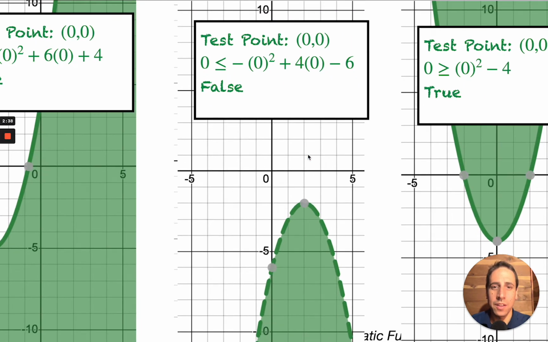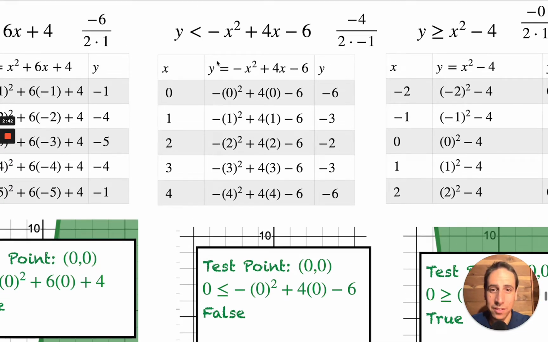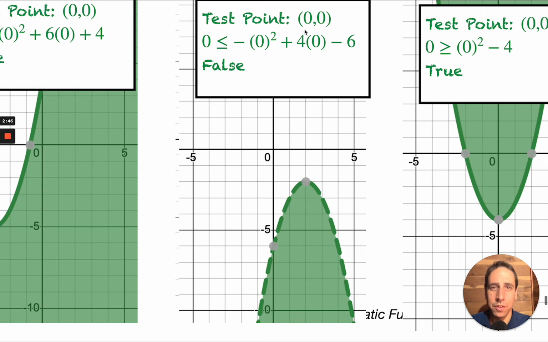You can see that it is a dotted parabola, a dotted curve, because this symbol is just a less than symbol. And how do we know where to shade? Well, you take a test point, 0, 0, for example. It's the easiest number to put in. In fact, sometimes if the parabola is directly on the point 0, 0, then you need to find a test point that's off the parabola. But in this case, it's easy enough to plug in.